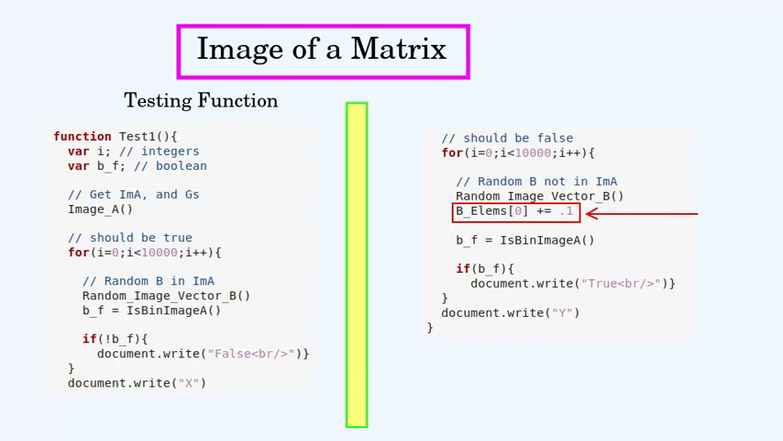I'll do the same thing here, only to test whether this function can correctly determine whether a vector isn't in the image. Adding this small number to the first element of B should do this, but only if this itself isn't in the image of A.